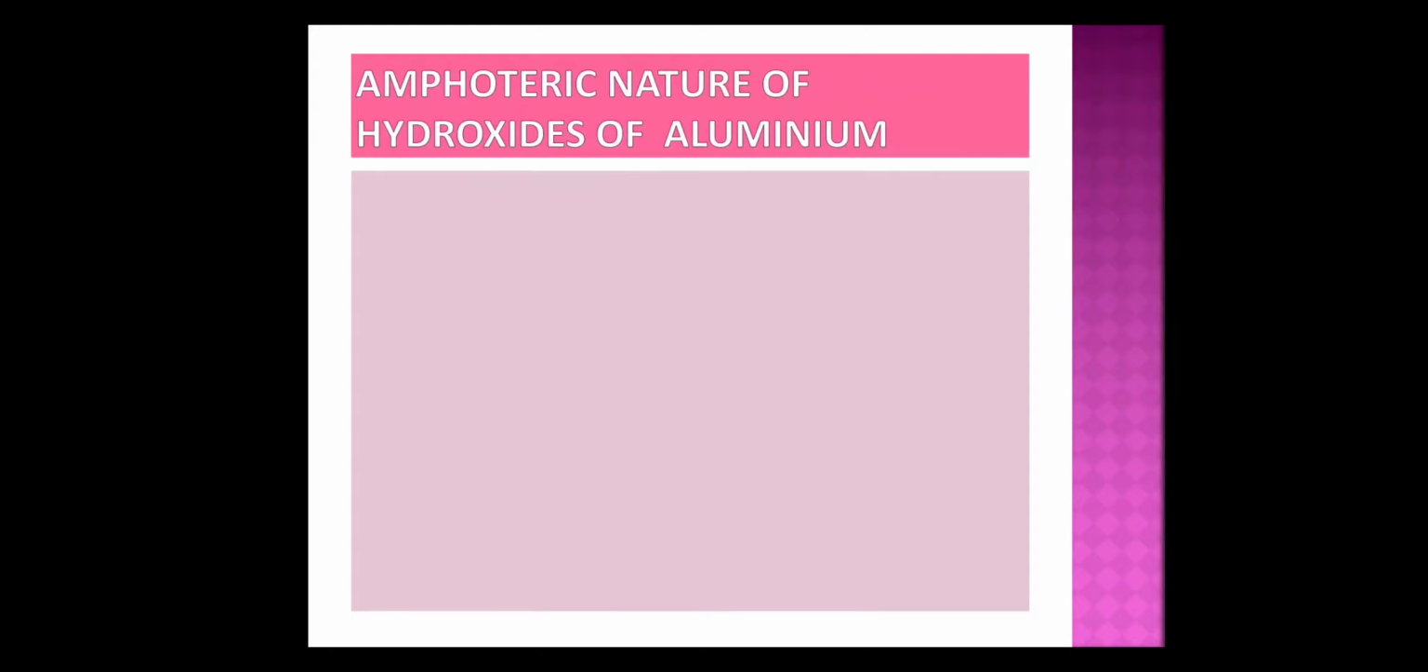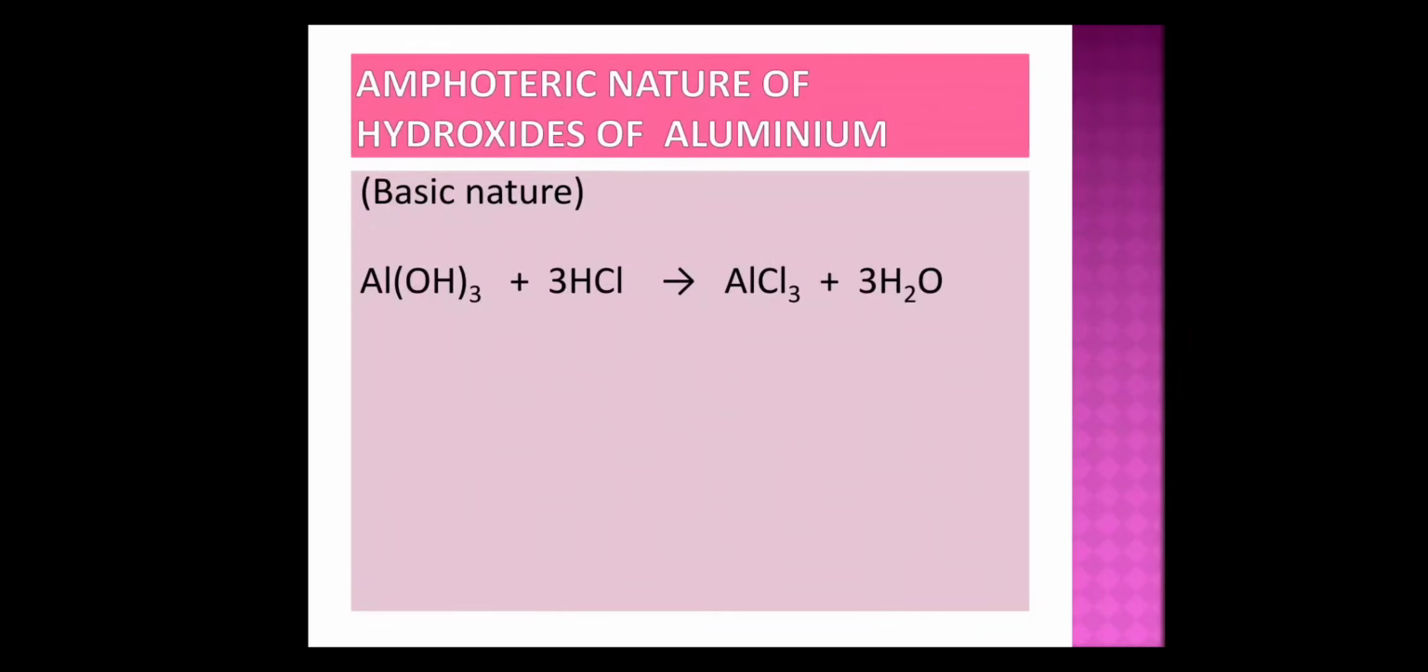Now let's see the last one, that is the amphoteric nature of aluminium hydroxide. First we will see the basic nature of aluminium hydroxide. Aluminium hydroxide reacts with hydrochloric acid to give aluminium chloride and water. So we get aluminium chloride and water when aluminium hydroxide reacts with an acid like hydrochloric acid. So it shows its basic nature.